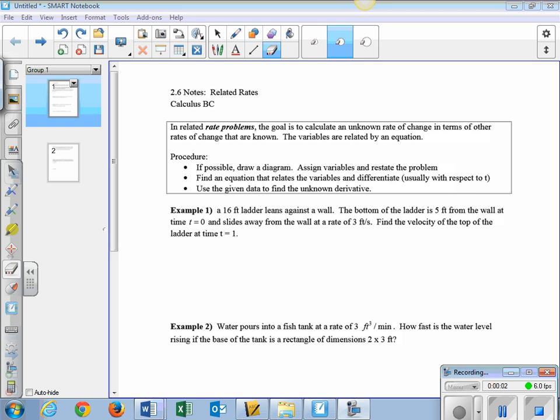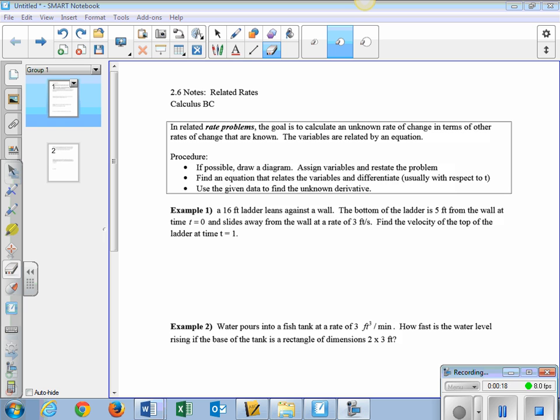Today we're going to talk about related rates, and this is section 2.6 in the Larson Calculus book. I've got some examples here that we're going to do, and then you'll have some homework problems to work on. So first of all, let's see what a related rate problem is.